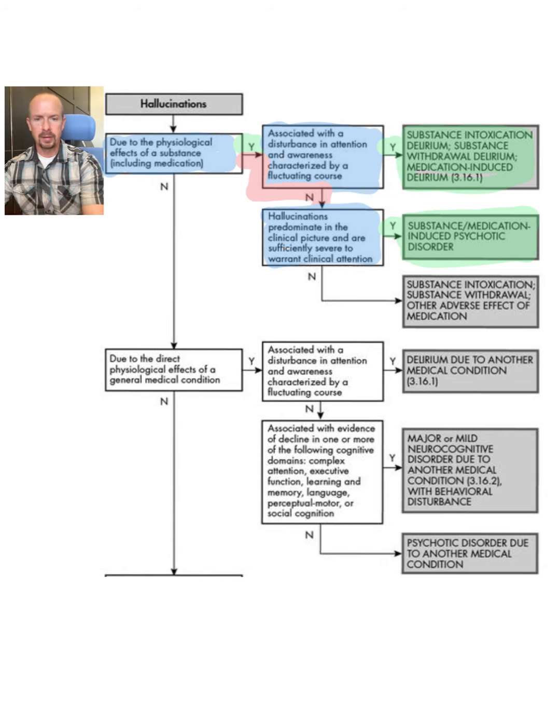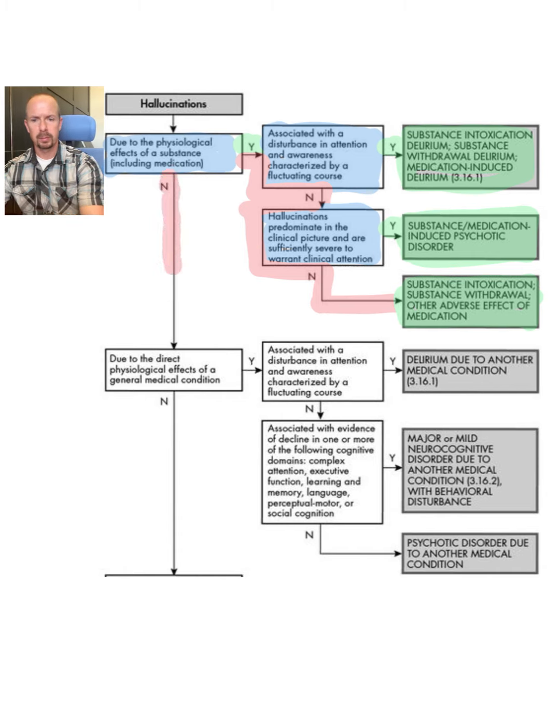scenario. If not, if we go down one more time, which means the hallucinations are not the main clinical predominant issue in the moment, and it doesn't necessarily warrant clinical attention, then we're looking at just a basic diagnosis, which is interesting, of substance intoxication, where there are no hallucinations, there's no disturbance in awareness or fluctuating like in a state of delirium and disorientation. We just find essentially that this person is intoxicated to some degree and showing effects of a substance. So that's the first little portion with regard to substances.